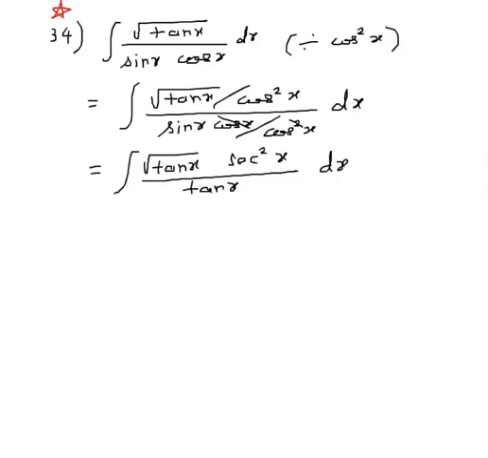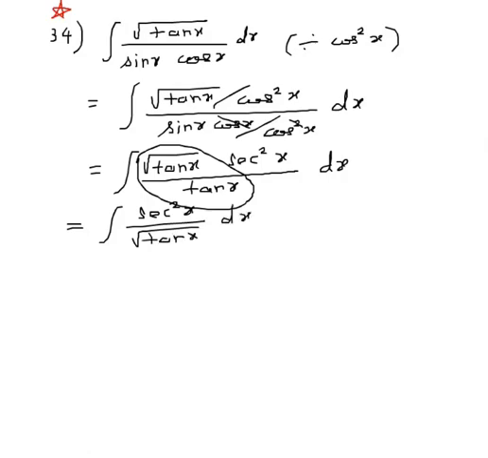I can further simplify. Root tan x and tan x could be simplified, and it becomes secant square x divided by root of tan x. Now we have a perfect combination, tan x and secant square x. We know that differential of tan x is secant square x. So we will substitute tan x as t or root of tan x as t.